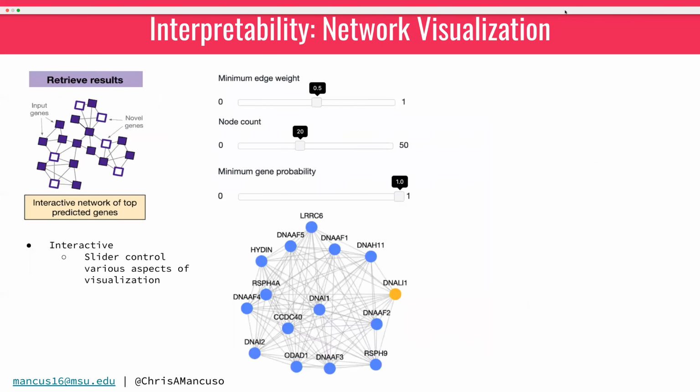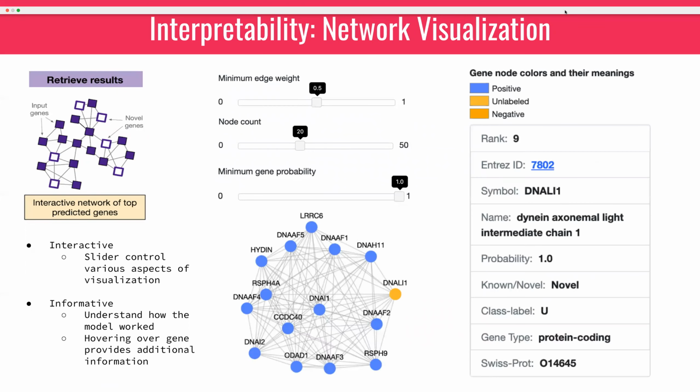So there's interpretability we have through some network visualization. It's interactive. You can slide the edge weights, the node counts, the gene probabilities. Then it's informative: as you hover over the genes, you get a lot of extra information about what the exact probability was, its class, its gene type. You can click and go to the NCBI page for the gene.